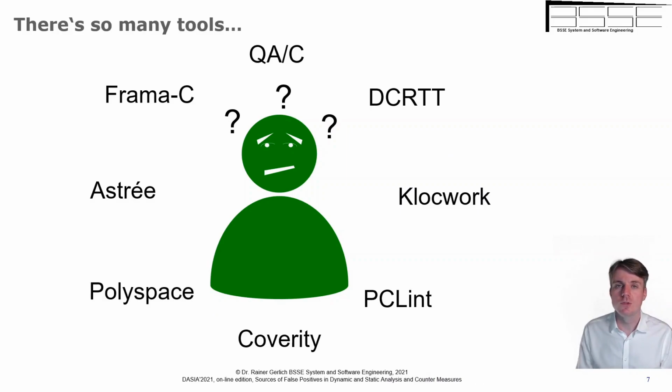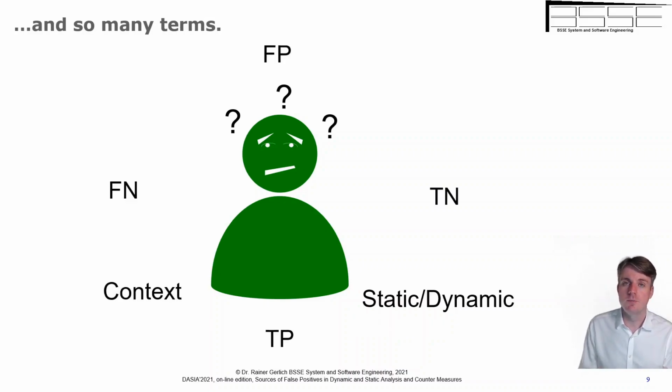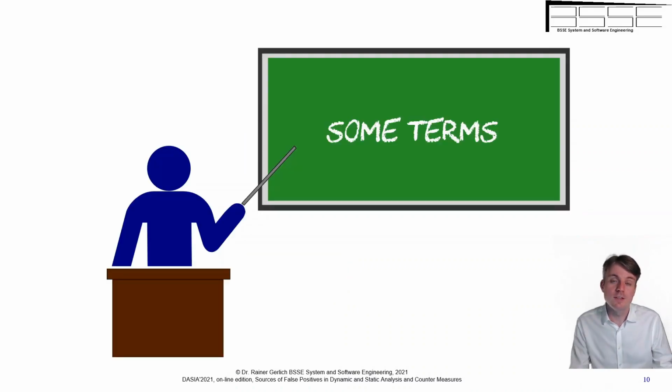There's so many tools on the market, and the ones that we have on the slide here are just a small selection. Also, there's many different methods that these tools use, and they have a very different impact on the effectiveness and efficiency of the tools. And finally, we would need some terms to actually define what effectiveness and efficiency is and how to distinguish the tools further. So let's start with some of those terms.